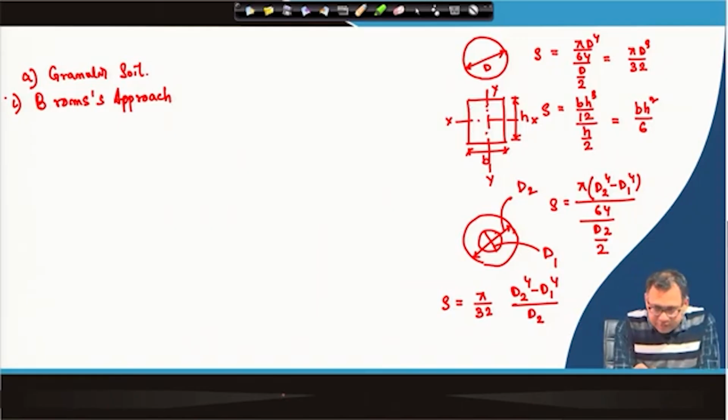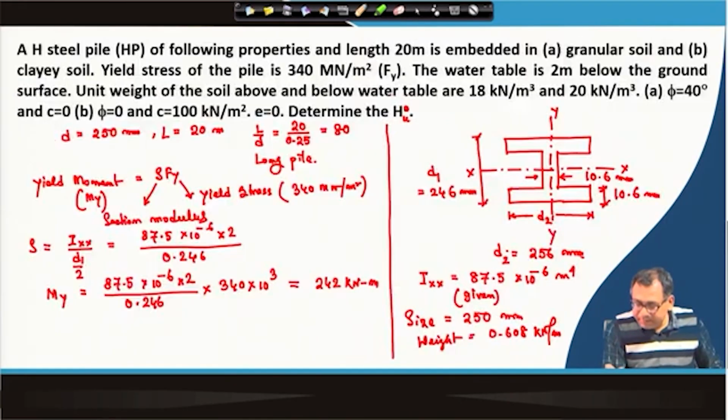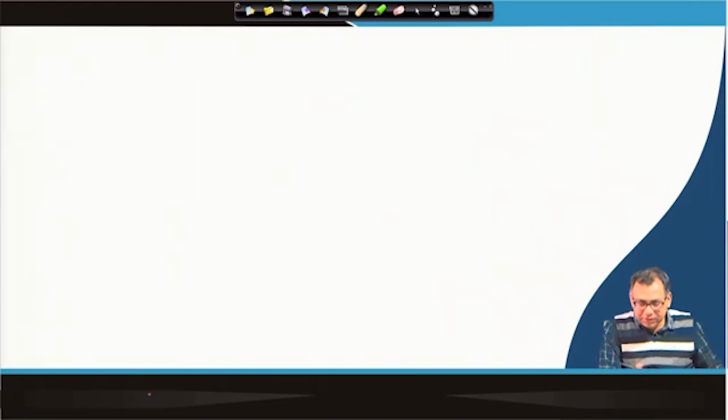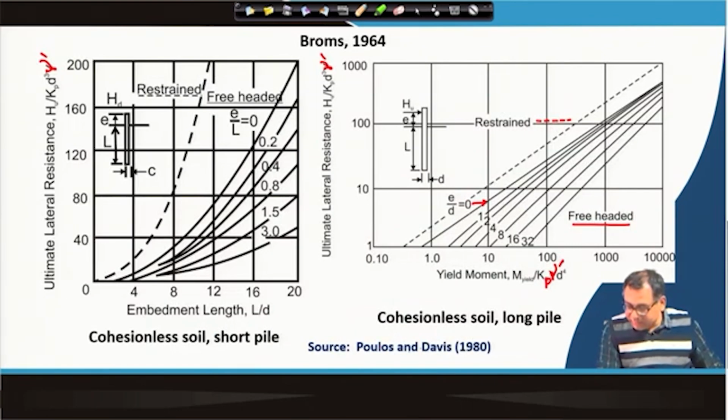Okay. Now, it is a free headed pile with e equal to 0, because e is given 0 here. For this particular case either we can use those equations, but I will use the charts, because those charts are developed based on those equations. For the first case it is a granular soil, so it will be the cohesionless soil, and it is a long pile. Okay. Long pile, and we know the yield moment. So, we have to calculate M yield by K p gamma dash d to the power 4.